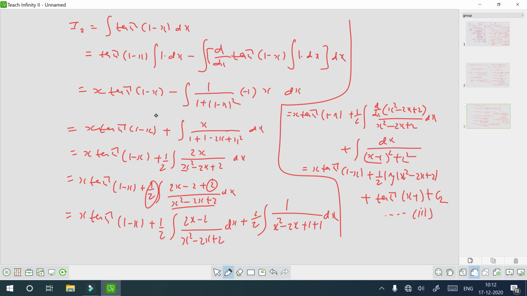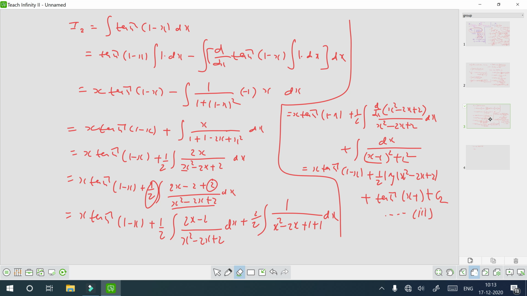Now use this one, by 1, 2, 3. And therefore by 1, 2 and 3, I is equal to I1 plus I2. What is I1?